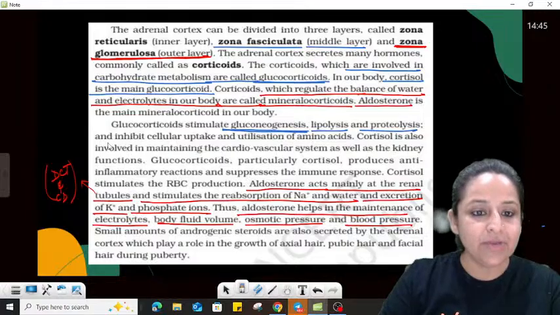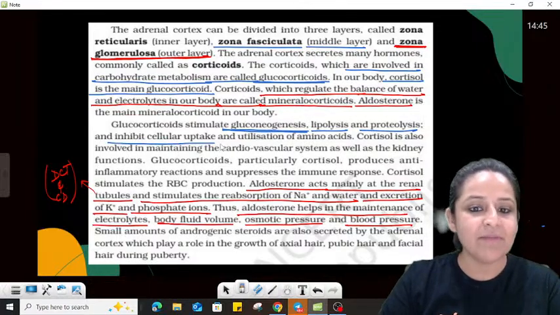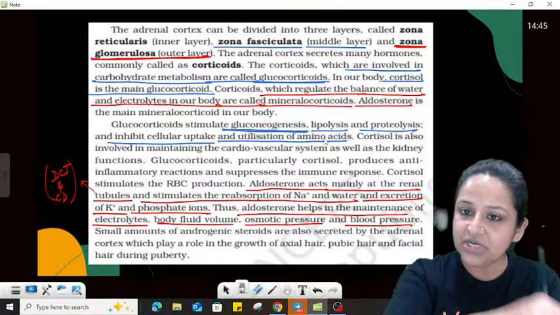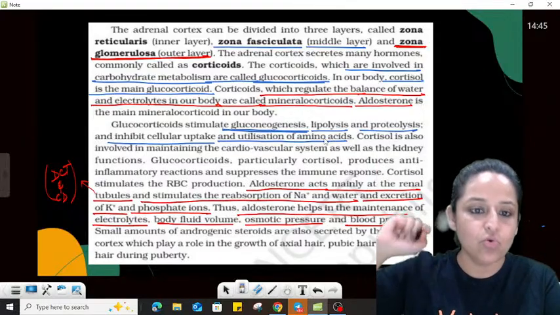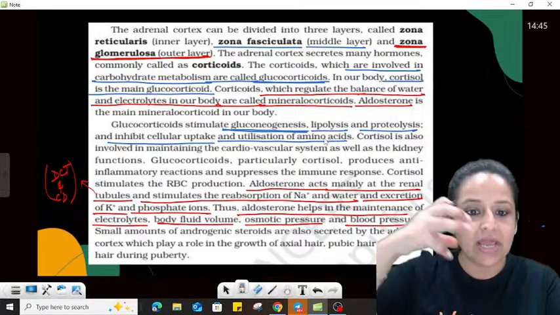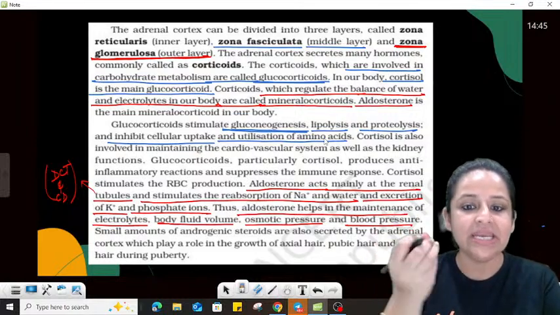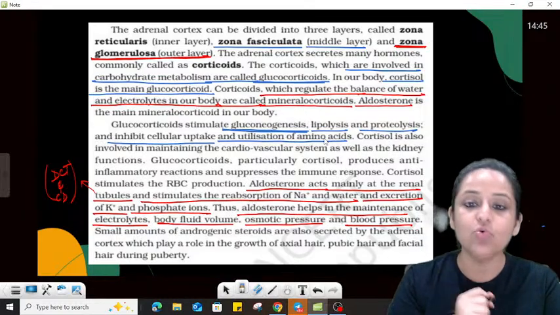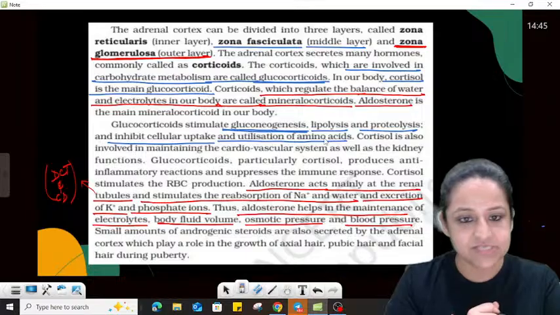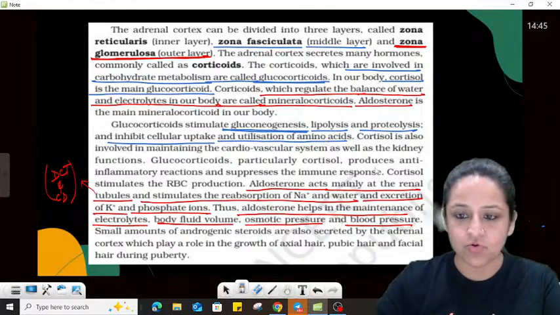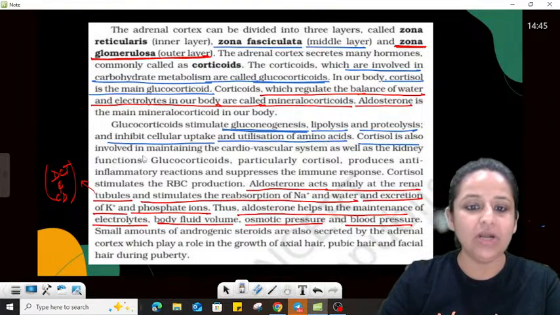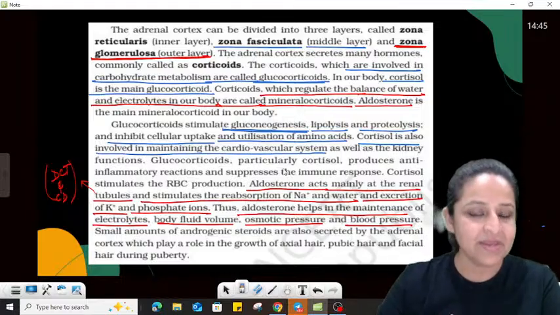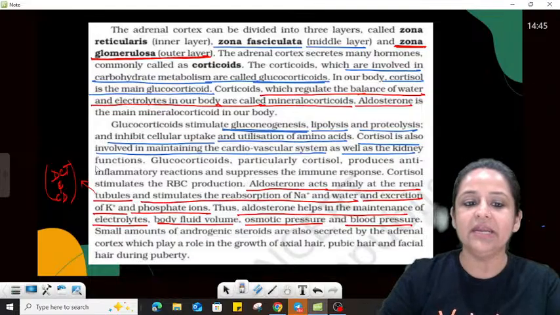They are going to inhibit the uptake of amino acids by the cells. They're going to tell the cells you don't have to take amino acids. Why? Because we need to convert these things into glucose. So any method by which they can increase the amount of glucose in the body, that is what glucocorticoids are doing. Cortisol is also involved in the maintenance of the cardiovascular system as well as in the kidney functioning of the body.